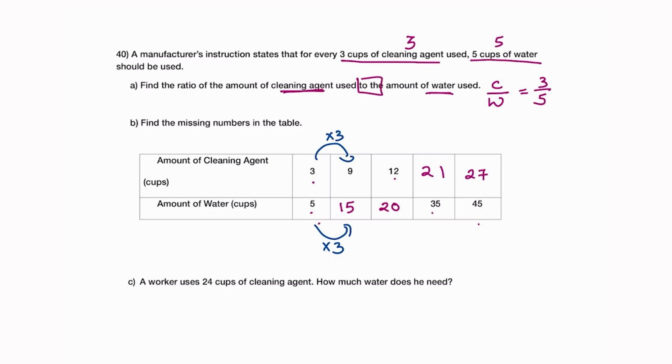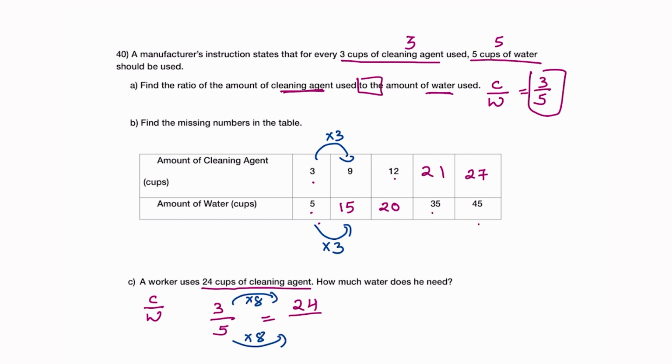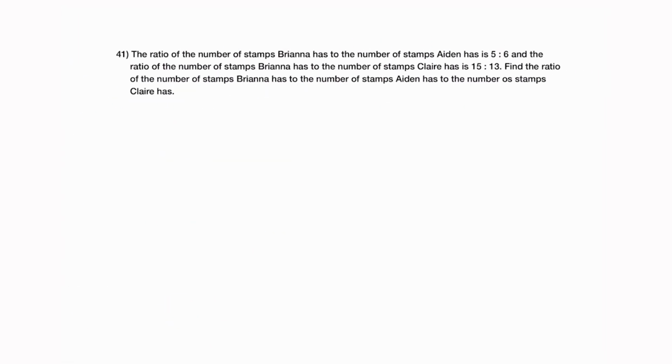A worker uses 24 cups of cleaning agent. How much water does he need? So the ratio is cleaning upon water, right? And we have this here. So that's 3 over 5. Now here he is using 24 cups of cleaning agent and we need to find how much water. So again, equivalent ratios. So that's 3 times 8. So here we will do 5 times 8, which is how much? 40. Done.